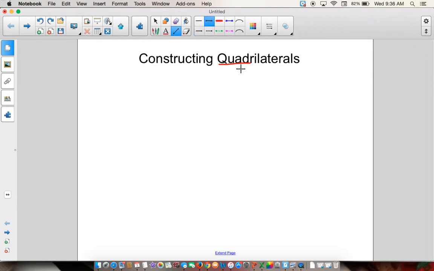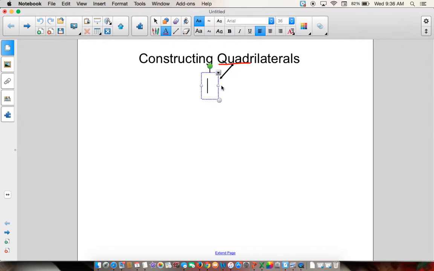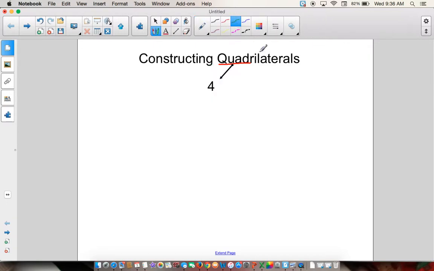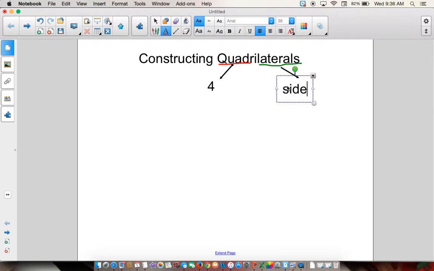So I'm just going to make this a reference for us. So quad means 4. And the word laterals, that's this part. Laterals means sides or lines. So when I'm asking you to make a quadrilateral, I'm asking you to make a shape that has 4 sides. So I want you to take a second or two to think about what quadrilaterals do we know?